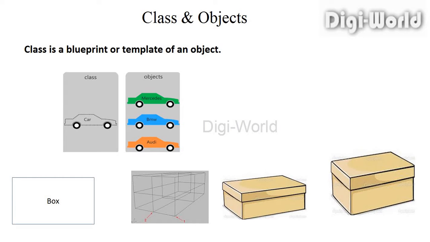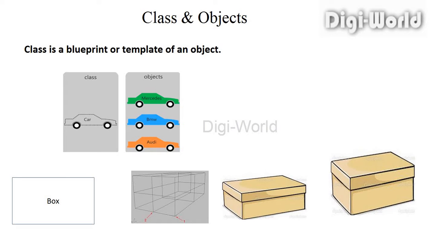So what is the class then? The class is a blueprint of an object or a template of an object, right? See, in this diagram you can see this is a blueprint of the car. Okay, this is a blueprint of a sedan car. So there are many companies who have made models according to this blueprint.